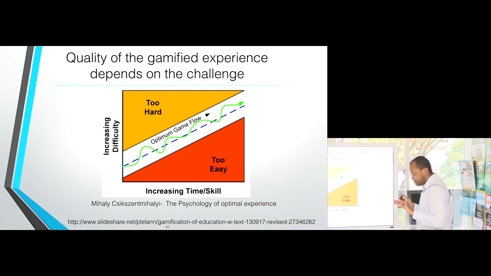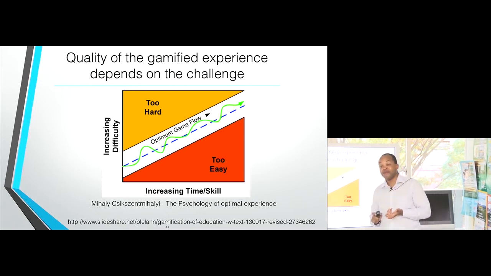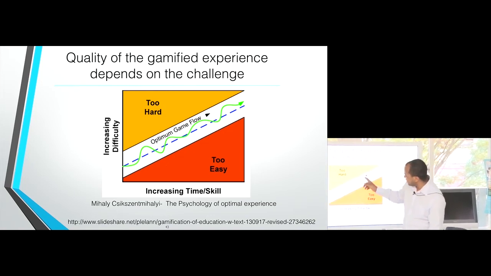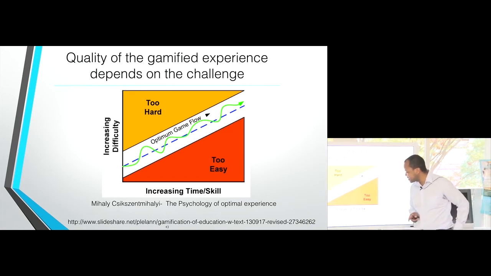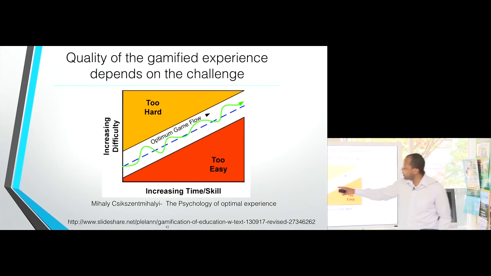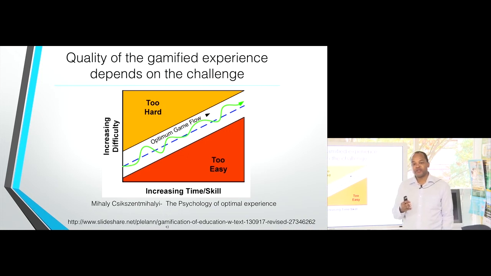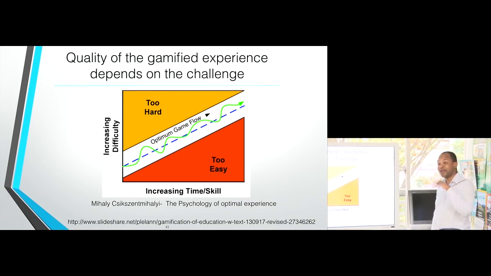So, if you forget everything I have said today, please remember this image. I cannot pronounce his name very properly, but he's a famous psychologist. He came up with this concept called the flow. It's been used many times. I looked up his paper, and he's been cited close to 2,000 times, not downloaded, but just cited more than 2,000 times. So you should check it.